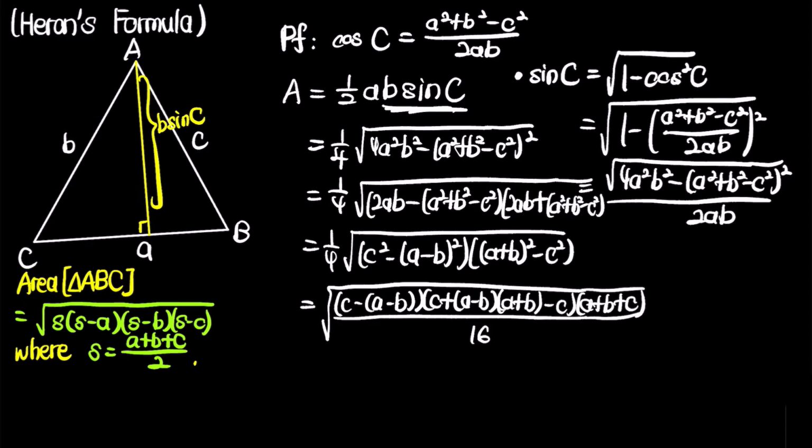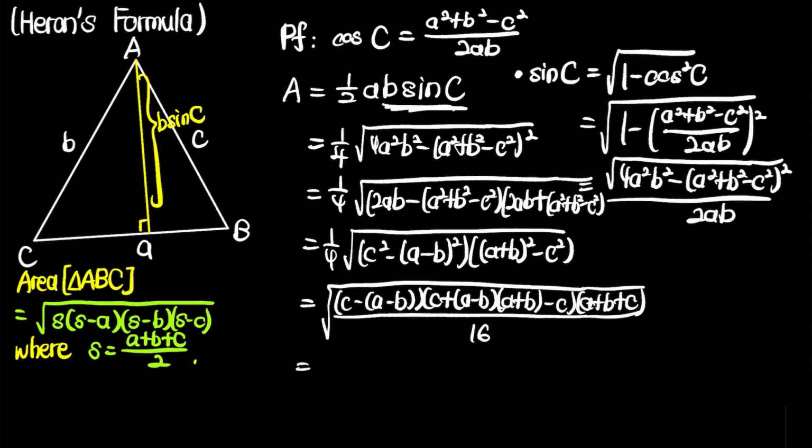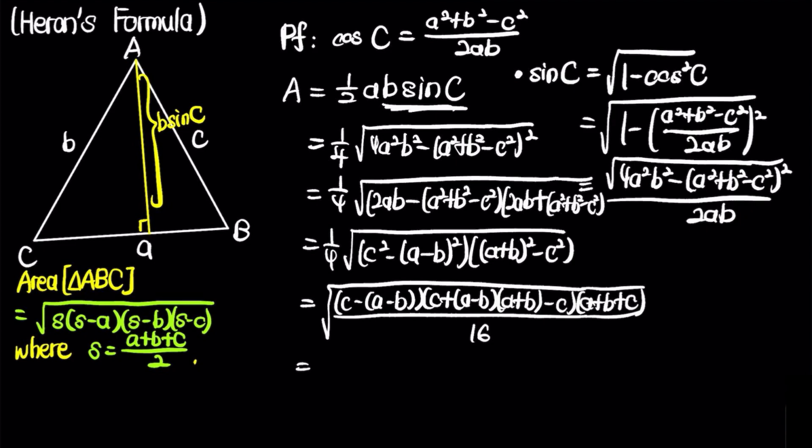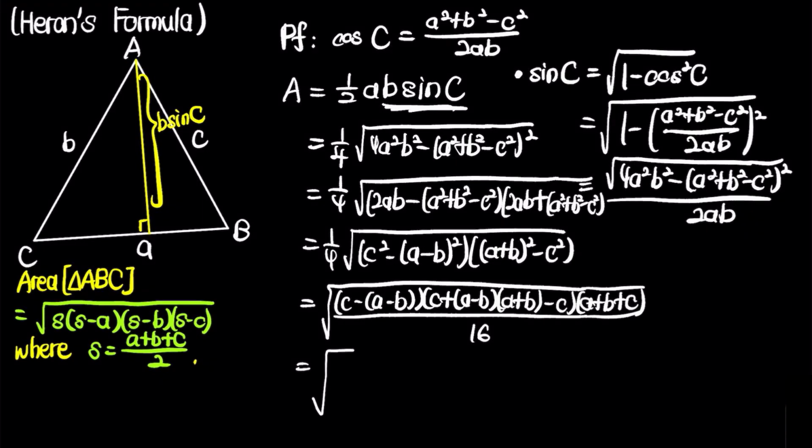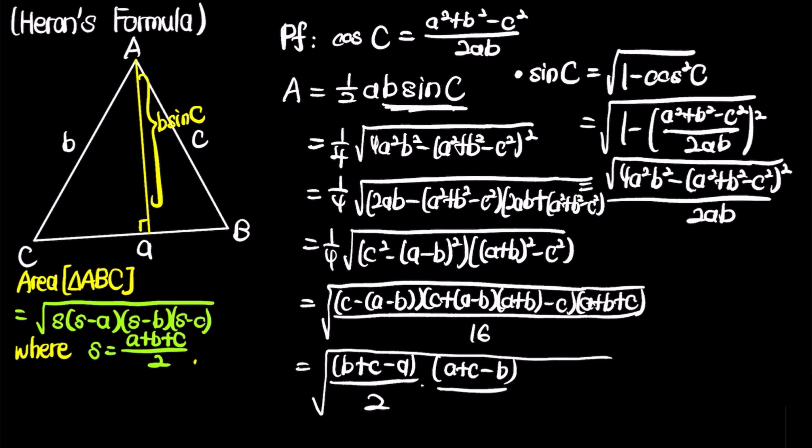And now we can separate the 16 into four 2's, which gives that this is in fact equal to the square root of (b plus c minus a) over 2 times (a plus c minus b) over 2 times (a plus b minus c) over 2 times (a plus b plus c) over 2.